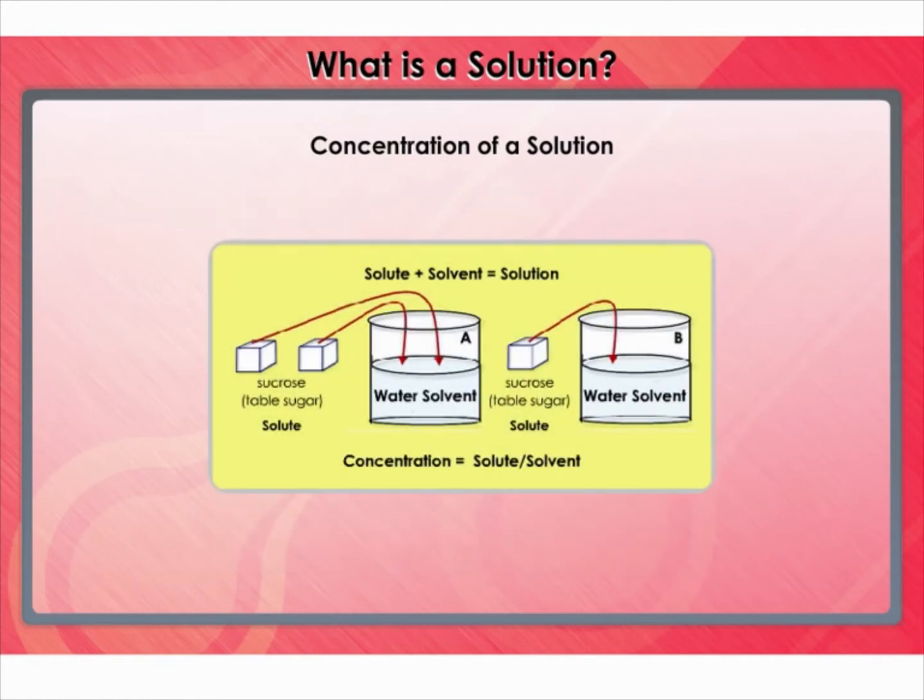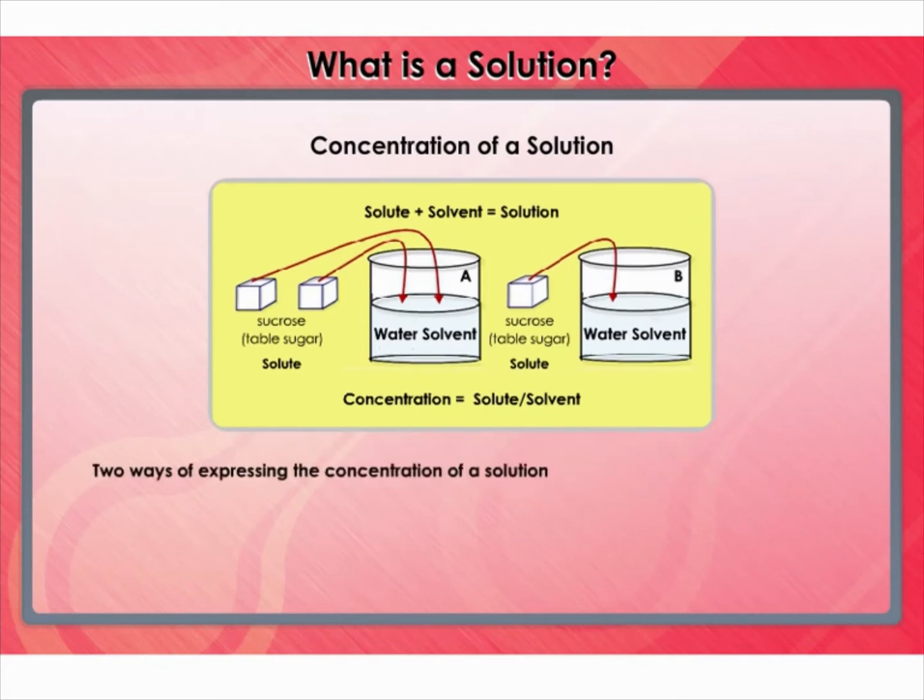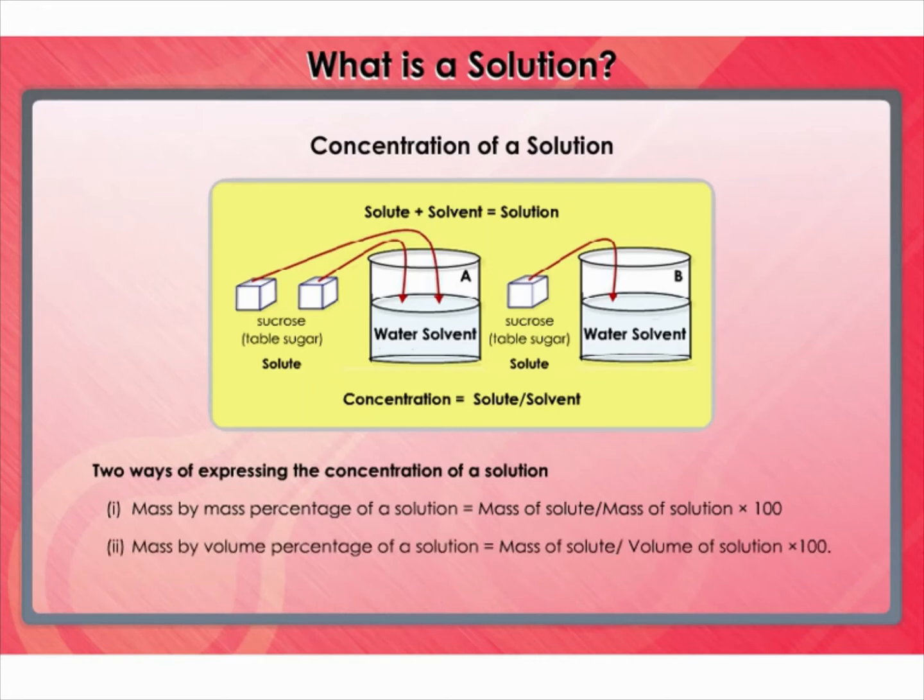The concentration of a solution is the amount of solute present in a given amount, mass or volume of the solution, or the amount of solute dissolved in a given mass or volume of a solvent. Concentration of solution is equal to amount of solute by amount of solution. We shall discuss two ways of expressing the concentration of a solution. 1. Mass by mass percentage of a solution is equal to mass of solute by mass of solution into 100. 2. Mass by volume percentage of a solution is equal to mass of solute by volume of solution into 100.